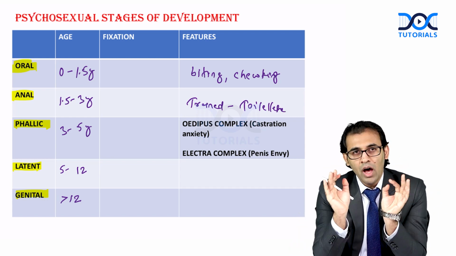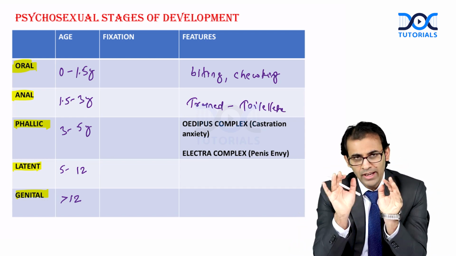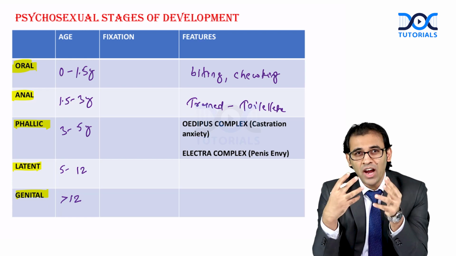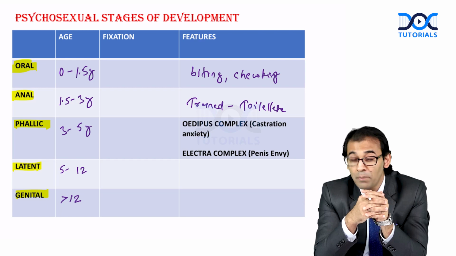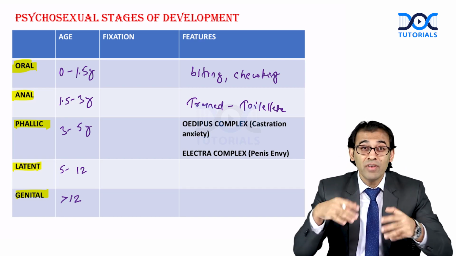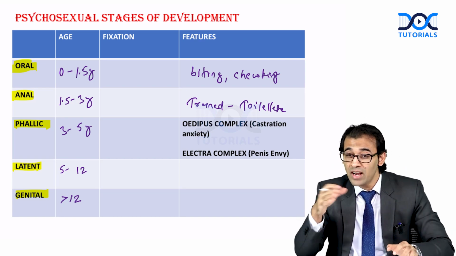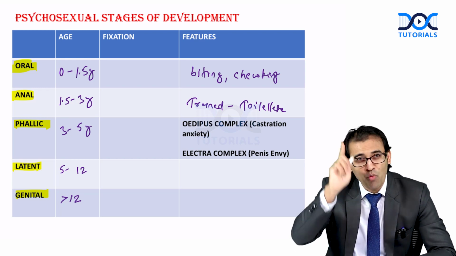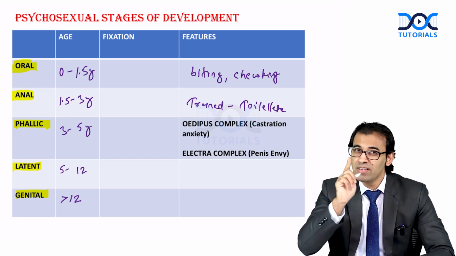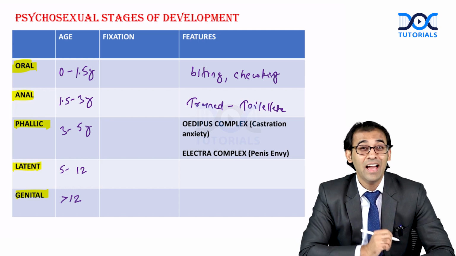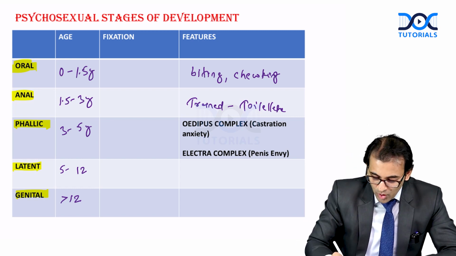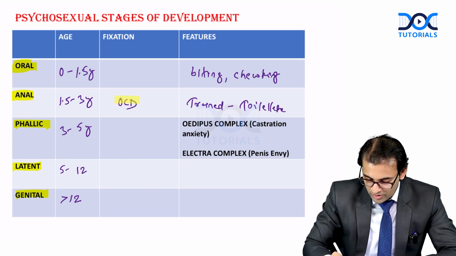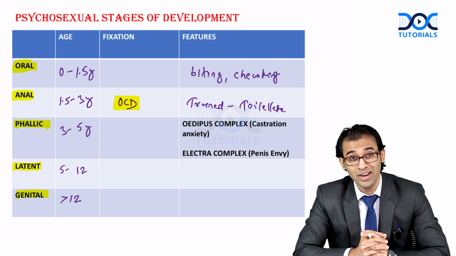See here, up to this much age, if a child is deriving pleasure because of this action, this is fine. Up to 3 years, it's fine. But even if a 9-year-old boy is deriving pleasure by the same action, now what does it mean? It means fixation has happened at anal stage. And this can result into OCD. Remember, this can result into OCD. This we have learned in psychoanalysis.